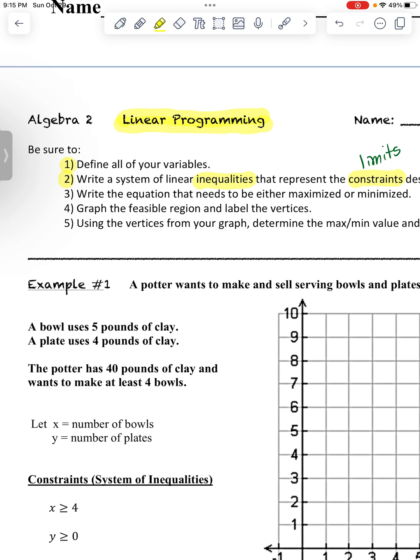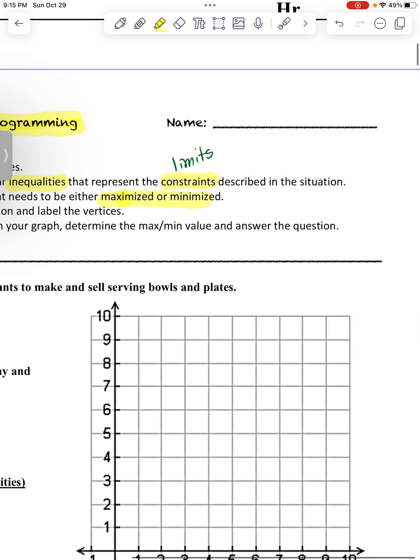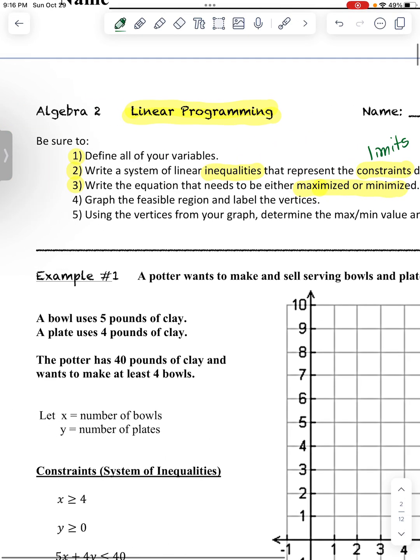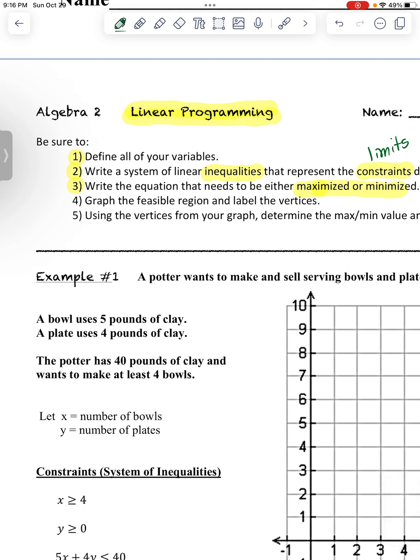Then we're going to write an equation that needs to be maximized or minimized. So say you're doing a bake sale and you're trying to maximize your profit. You can only make as many cookies as you can make based on how much flour you have, but you're trying to maximize your profit within that. That is going to be called the objective function, because that's your objective. Your objective is to maximize your profit or minimize your cost, whatever it is you're trying to focus on.